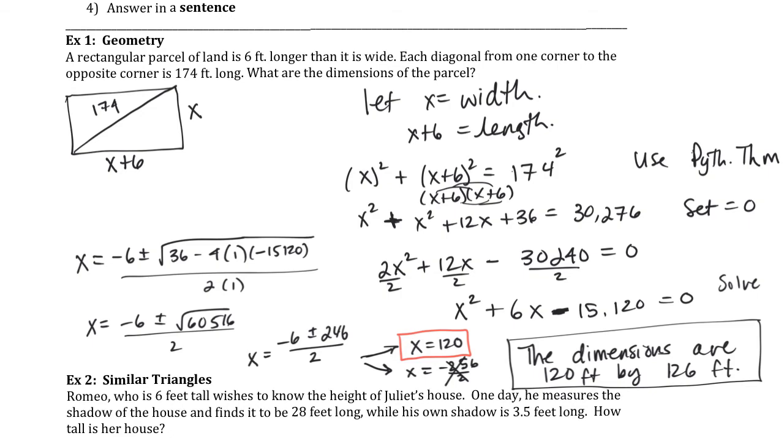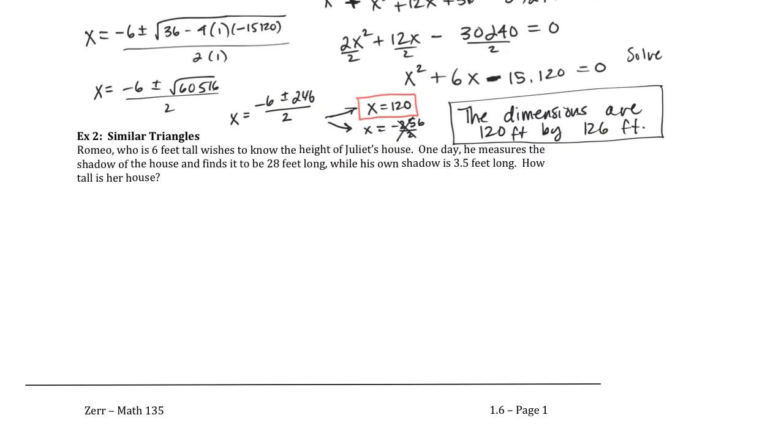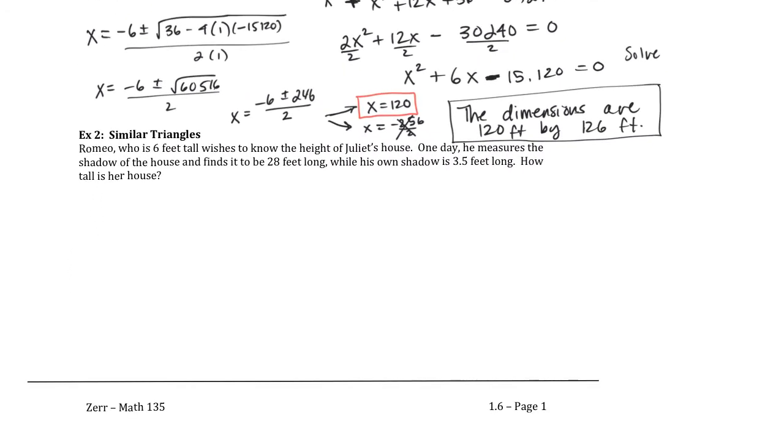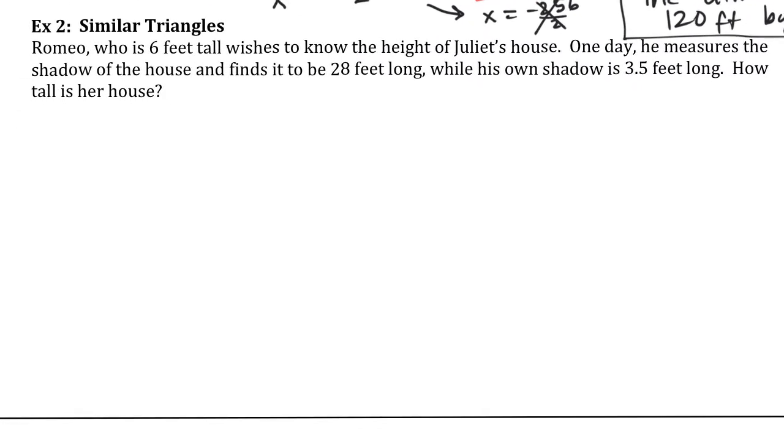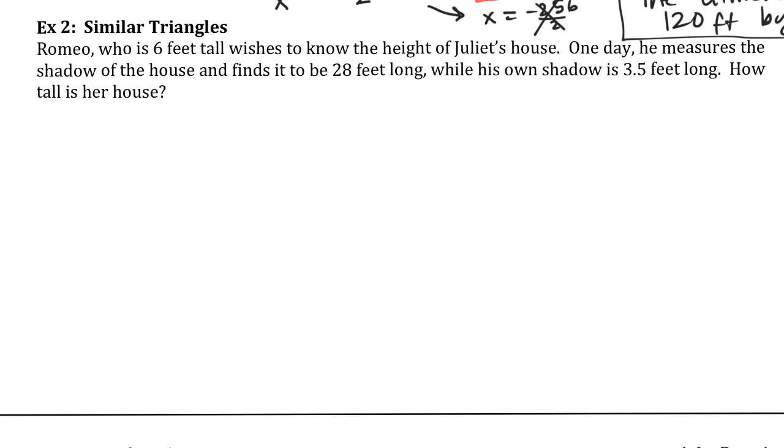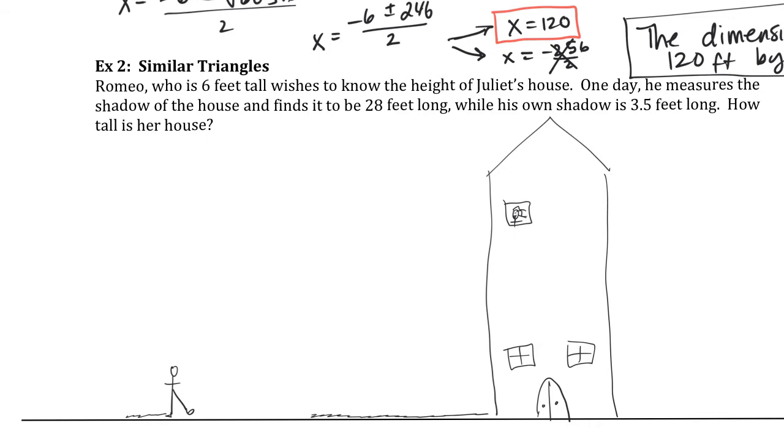Okay, so let's do another one where we use similar triangles. So we've got Romeo, and he wants to figure out how tall Juliet's house is. Okay, so one day he sees that the shadow of the house is 28 feet. Okay, and he wants to know the height of the house. That's the shadow, and then he is 6 feet tall, and his shadow is 3.5.